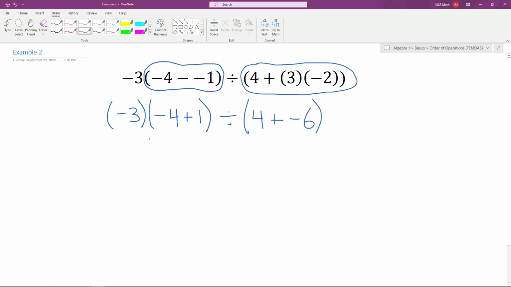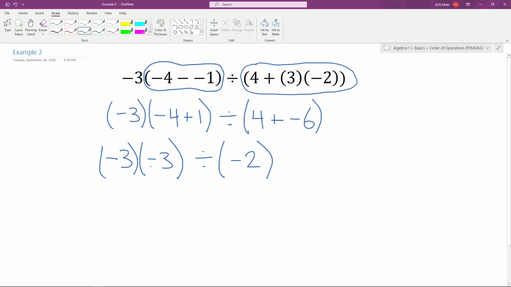Okay, so let me simplify this a little bit further. So negative 3, negative 4 plus 1 is negative 3, divided by 4 plus a negative 6. So that's the same as 4 minus 6, which is a negative 2. And now we're just multiplying and dividing, so we can just go left to right here. They're on the same order.